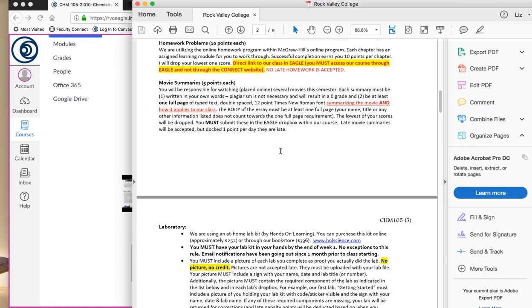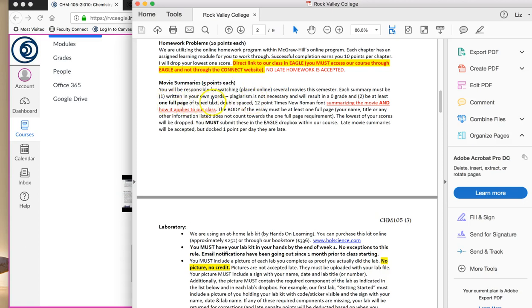Movie summaries. So I have several, some are documentary, some are film, things like that. You're responsible for watching the movies that I have online, and then writing a one-page summary. The summary is not just a summary of the movie, but it's also how does it apply to our class? Why did I pick this particular movie, do you think? And how does it relate to our class? Nothing fancy. I don't care about APA formatting, but I do expect proper grammar, sentence structure, that it's written in your own words, not plagiarized.